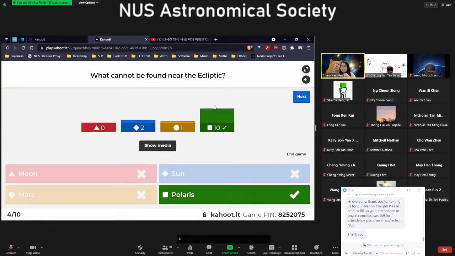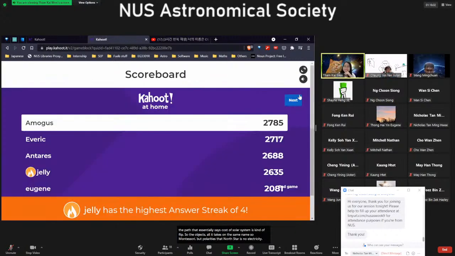Okay, nice. If you remember, the ecliptic is a ring on the celestial sphere that traces out the path of the sun. So the sun must be there. And the moon's orbit plane is near the ecliptic also, so the moon can also be there. And because the solar system is kind of flat, the orbits all trace on the same plane, so Mars is also there. But Polaris, the North Star, is nowhere near the ecliptic. So yes.